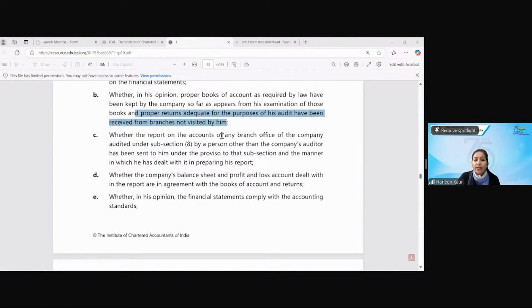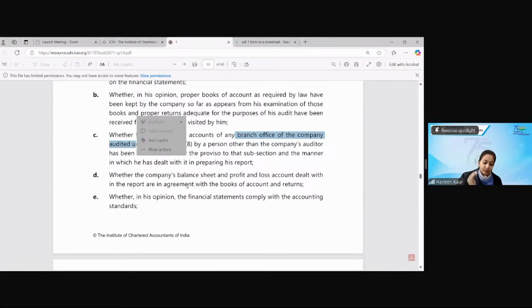Clear, children? Now point number 3, what heading should we make for point number 3? Branch office audit. Point number 3 is branch office audit. It says that if the branch audit has been done by any other person other than the company's auditors, then they will prepare a proper report on their audit, and whether we have considered this audit report.